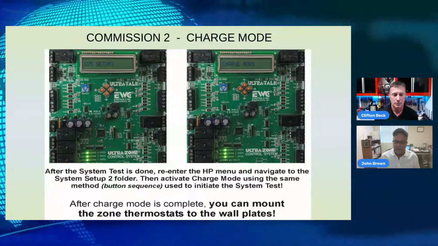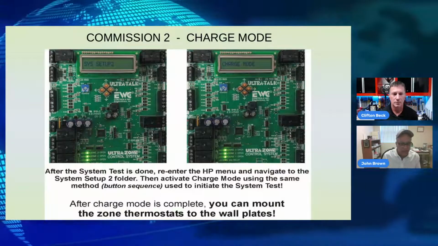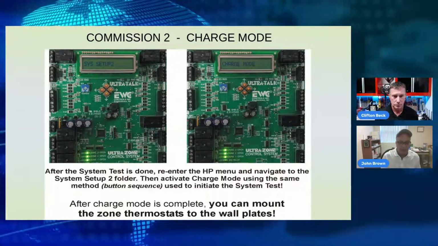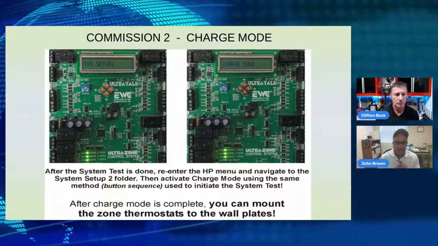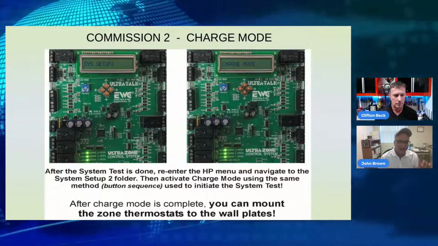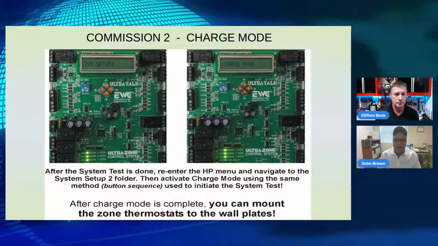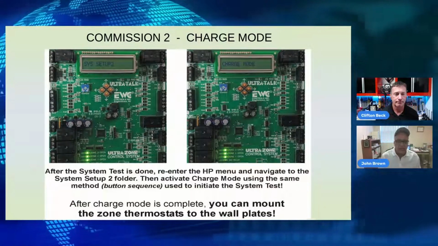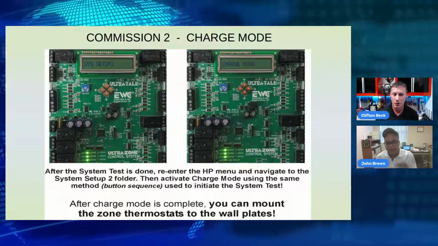After the system test is done, you're going to re-enter the heat pump menu just like you did before. Navigate to the system setup 2 folder. Then once you access that folder, hit the down button, find charge mode, hit right, you'll see off. Hit down, you'll see on, hit right again, and lo and behold, you're in charge mode now. This is another good reason not to connect any thermostats prior to this. Don't want to interrupt.